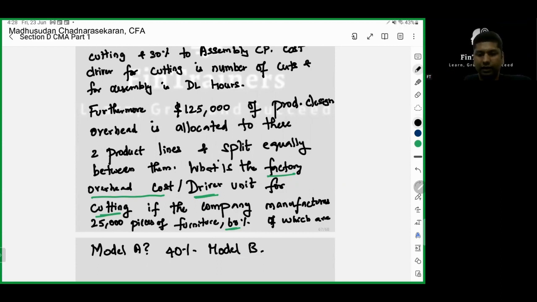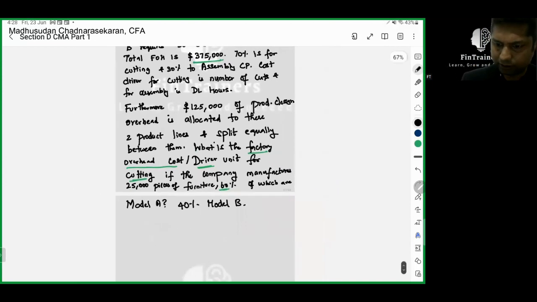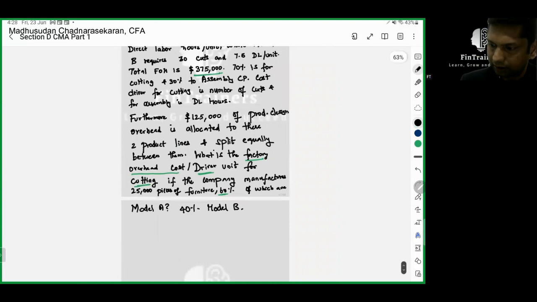There is some other information that we don't need. For example, the product design, we don't need all that. They've given all this information to confuse you in the examination. So let's not get carried away by that information. Let's read the question. Now, the first thing to figure out is what is the cost for cutting.